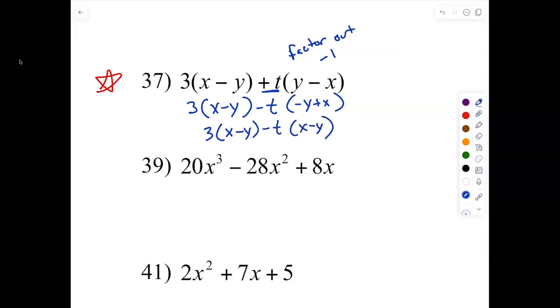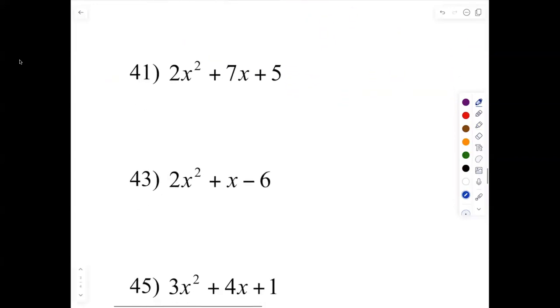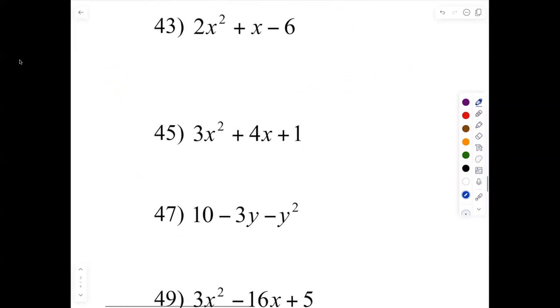I showed you all the steps there, but in the future, this step right here doesn't have to be listed. This step doesn't have to be listed. You just automatically switch it to x minus y. Now, does everybody see we have something common, right? So my answer is just x minus y times what? Yes, 3 minus t. All right, so as I scroll down the page, easy, easy, really easy, easy.